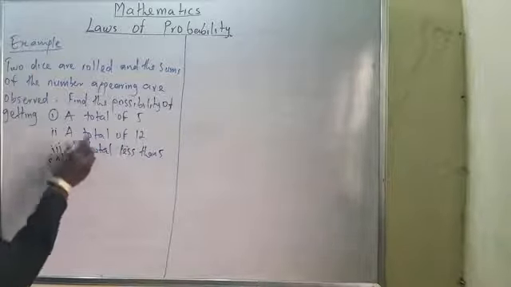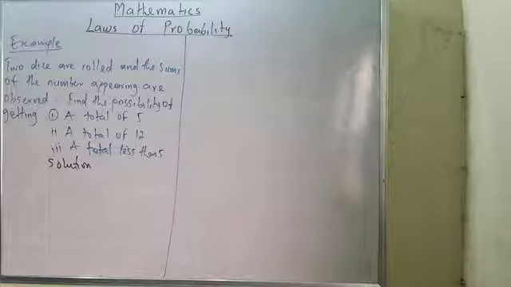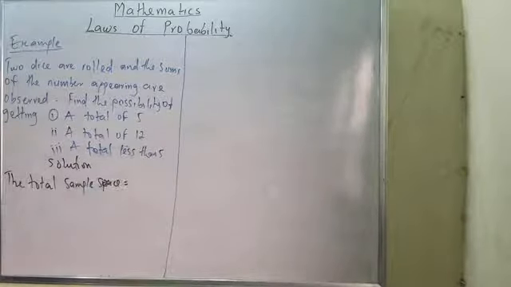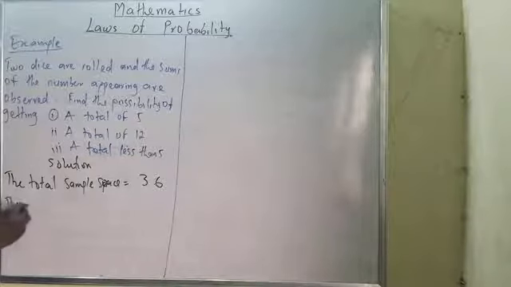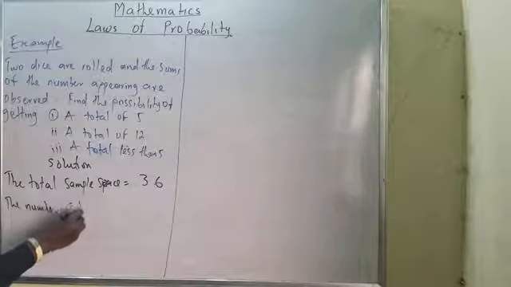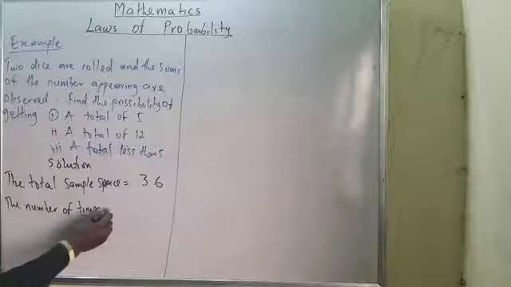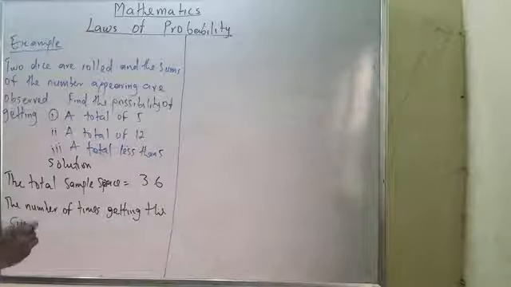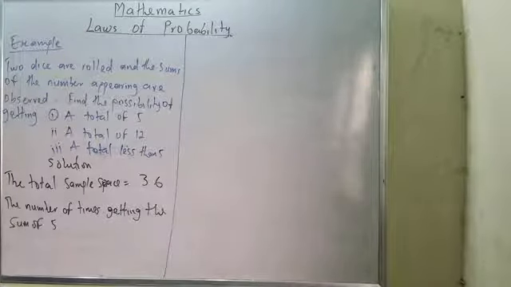Solution to this problem. The first thing I need to know is my sample space. My total sample space equals 36. We have done that earlier in our previous video. Now, the first one is the number of times of getting the sum of 5.